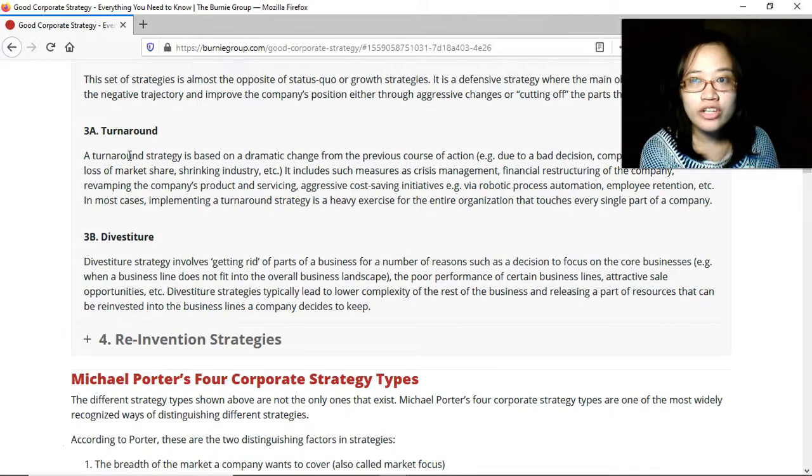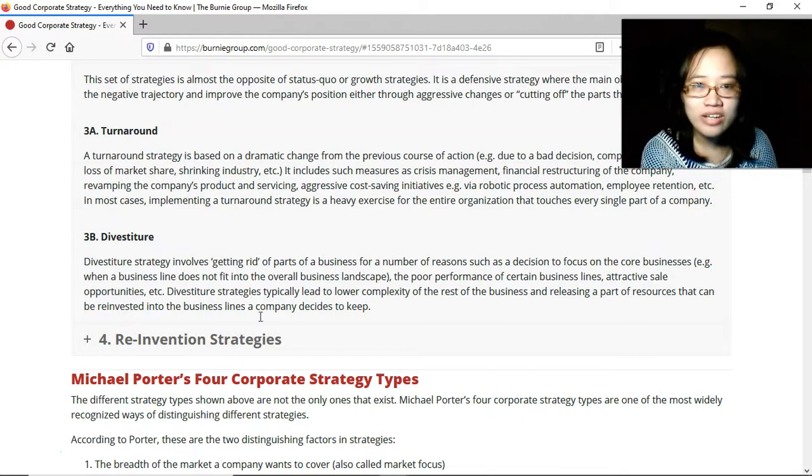Okay, so yun yung sa turnaround, kumbaga hindi mo naman inabandon talaga yung product or yung service. It's just that there's something happened na naging negative yung impact. So, you have to turn that around, make it positive again, okay? Ito naman sa divestiture, ito yung cut off.